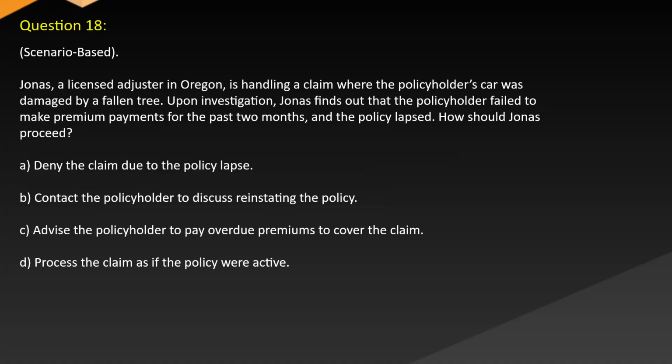Question 18, scenario-based. Jonas, a licensed adjuster in Oregon, is handling a claim where the policyholder's car was damaged by a fallen tree. Upon investigation, Jonas finds out that the policyholder failed to make premium payments for the past 2 months and the policy lapsed. How should Jonas proceed? A, deny the claim due to the policy lapse. B, contact the policyholder to discuss reinstating the policy. C, advise the policyholder to pay overdue premiums to cover the claim. D, process the claim as if the policy were active.